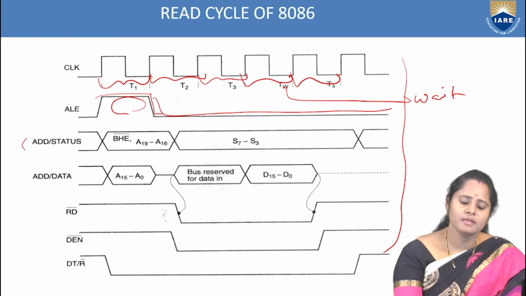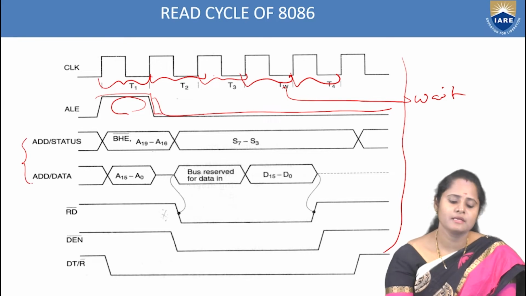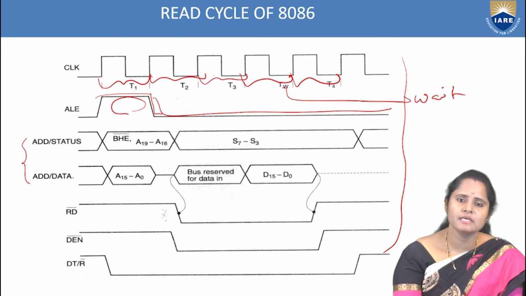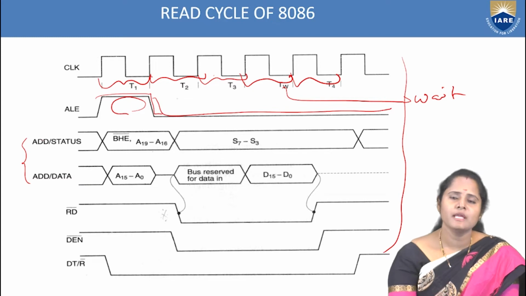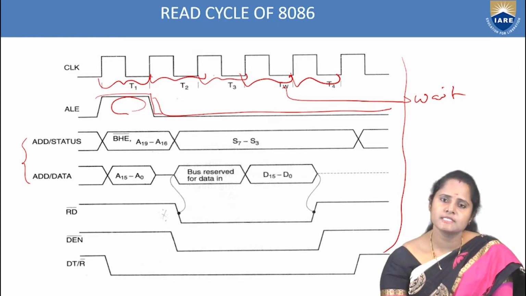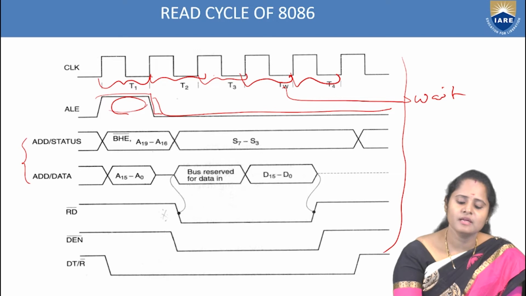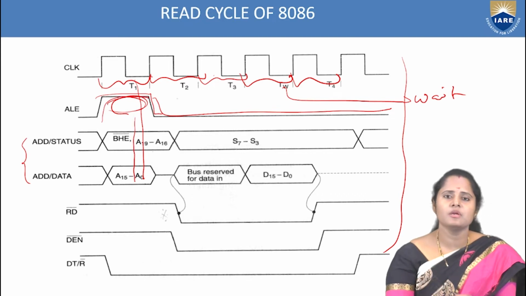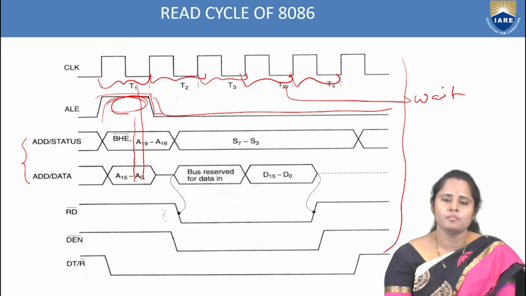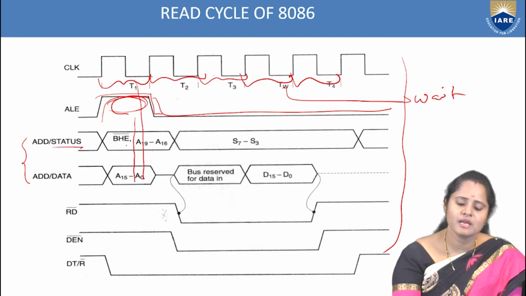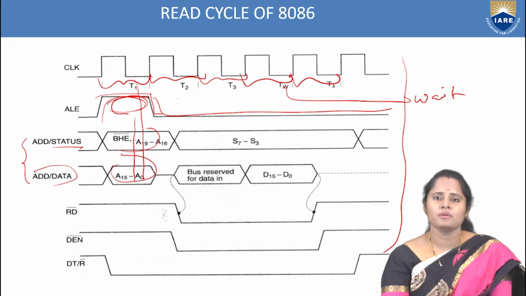Next, the multiplexed lines. What are the multiplexed address and data lines? They are address and status, and address and data. So first we need to take the address, then we need to latch the status. Whenever ALE is high, all the address pins will be high, or enabled. So if you see, the address and status pins are enabled at the T1 time period, and address is enabled for the T1 time period. Whenever ALE is high, address will be enabled.